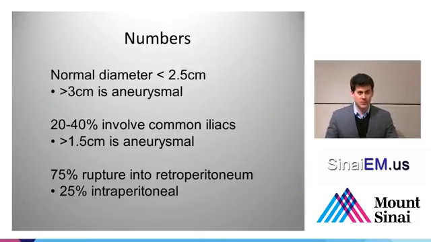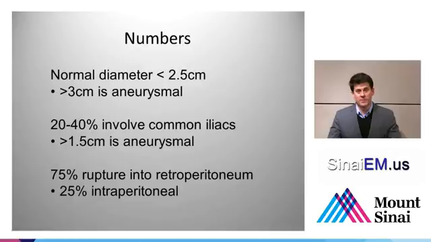So what do the numbers look like? I told you that we're primarily going to measure the abdominal aorta, and we're going to measure the iliac vessels. So normally the aorta is under 2.5 centimeters. Most authors describe aneurysm as being a 50% dilatation in the aorta diameter. So again, most agree that about 3 centimeters is the cutoff for describing an aorta as being aneurysmal.